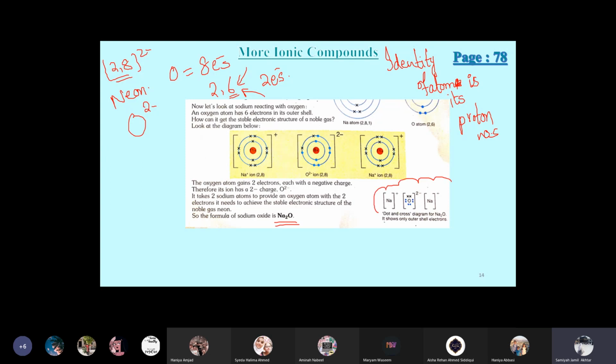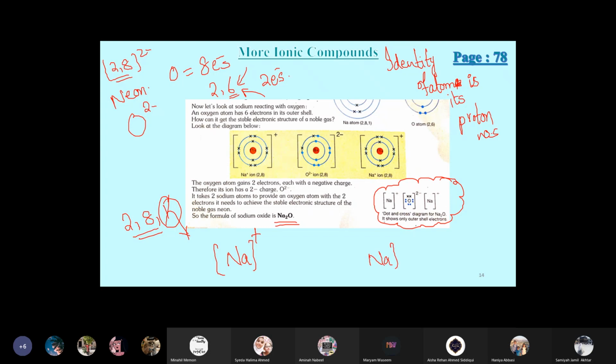You can draw the simple diagram like this also without shells. If you want to draw the diagram without shells, then draw like this. Because sodium gave the electron of the outermost shell, sodium was 2, 8, 1. When it gives this 1 electron, it becomes 2, 8, which means complete. If you draw no shell in sodium, then this diagram is also okay, because there is no need to draw the complete shells which are already complete before.